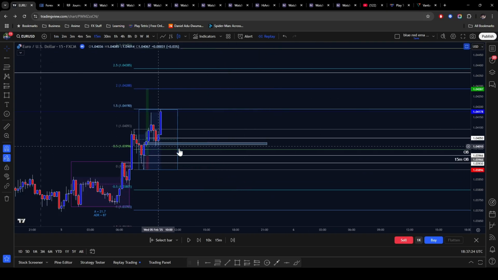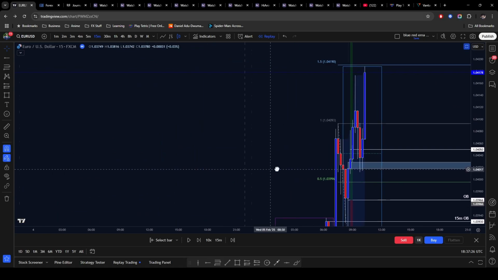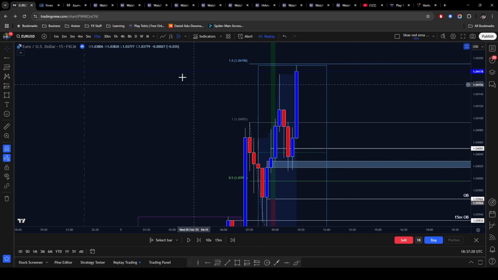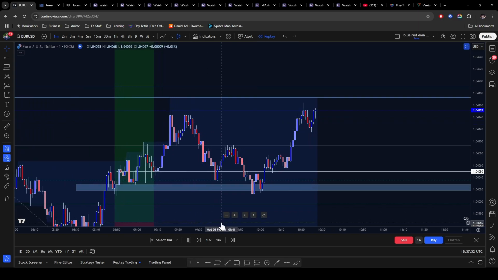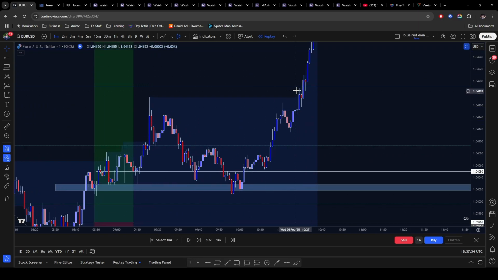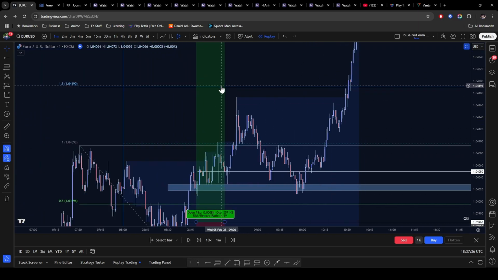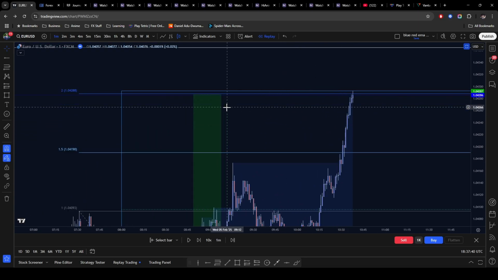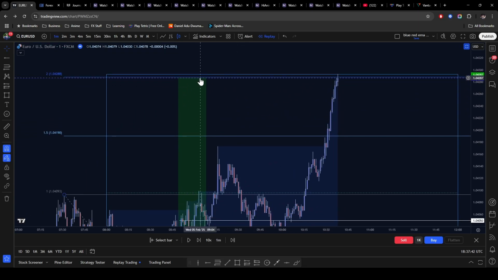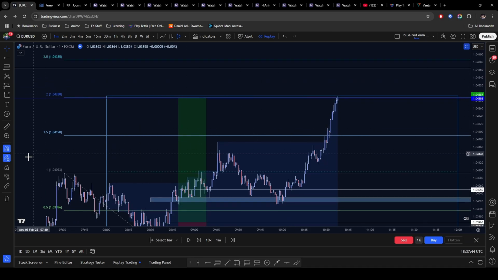And then this 15 minute, look how nicely it tags into that 15 minute OB before pushing up even more. Okay, price starts to rally. Hits the first TP right here at the 3.2 mark, and then price even literally goes right there to the two standard deviations take profit.